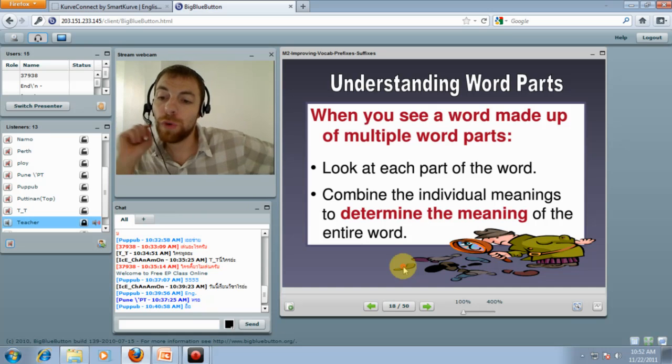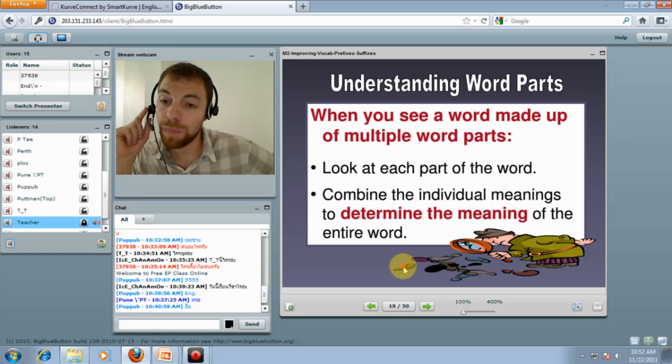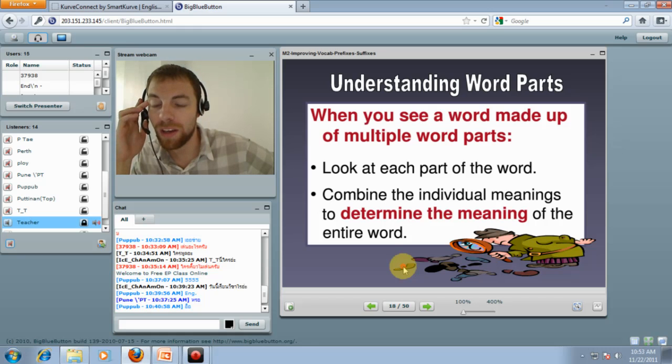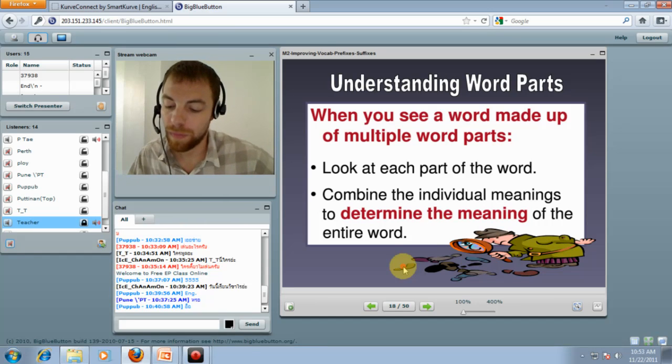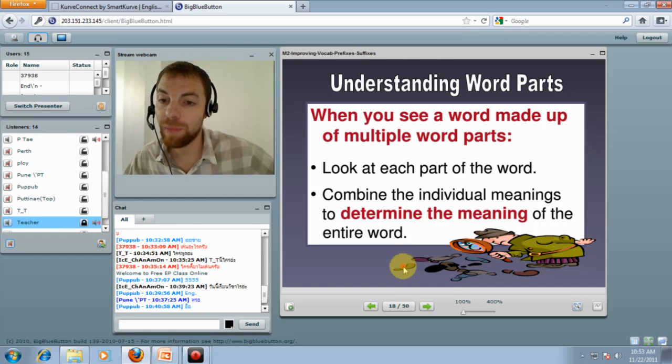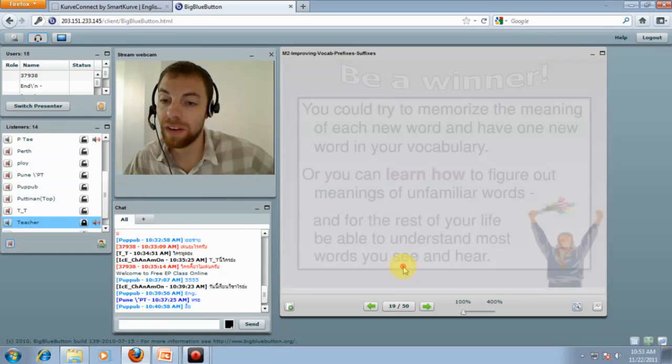So we're going to look at a word, and maybe we recognize the prefix, and we go, oh, okay, I know what that means. And maybe we recognize the root, and together we can put those two things together and find the meaning. Sometimes the English language is similar to math. We can add parts together and find an answer.